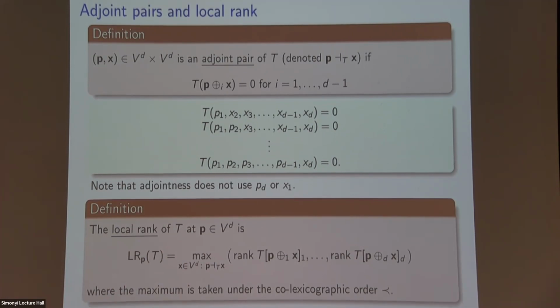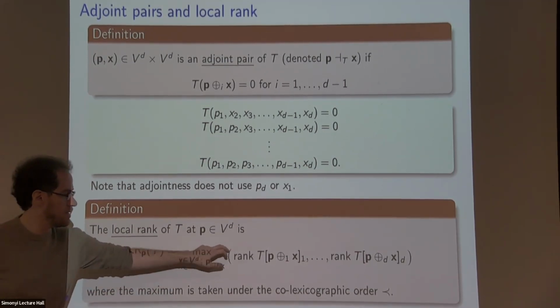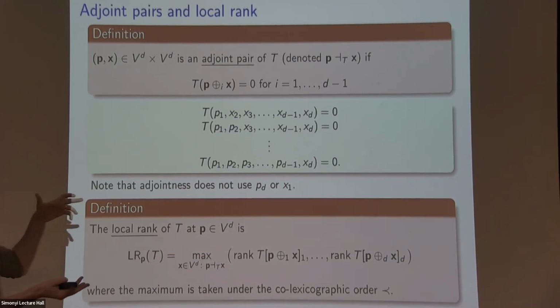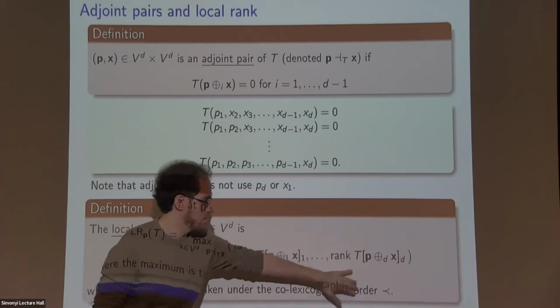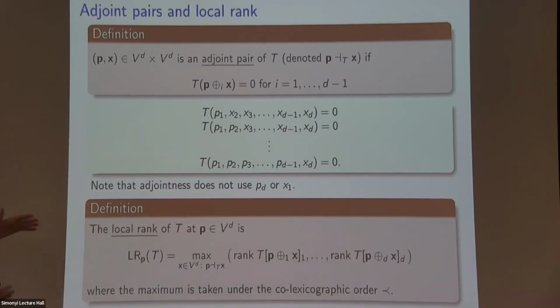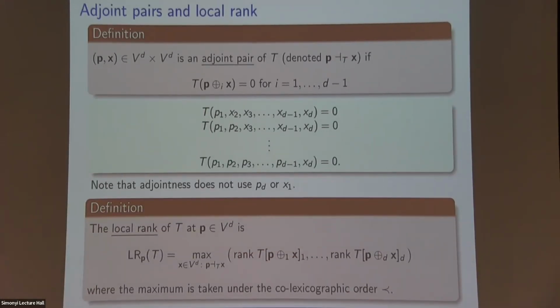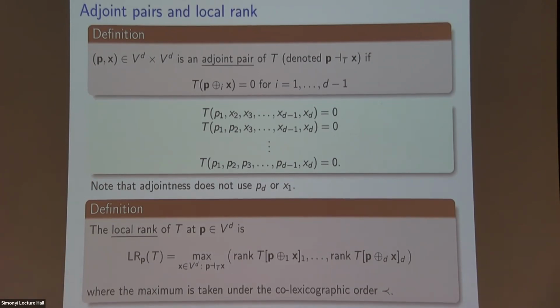What do I mean by maximizing over a set of vectors? I need to order them, and the right order here turns out to be lexicographic order. So I'm taking the X that gives me the largest vector in lexicographic order. What is lexicographic order? When you compare two tuples, you first compare their last coordinate. Whichever tuple has the larger coordinate is the larger tuple. If they're equal in that coordinate, then you go back and compare again. So it has a very recursive definition.